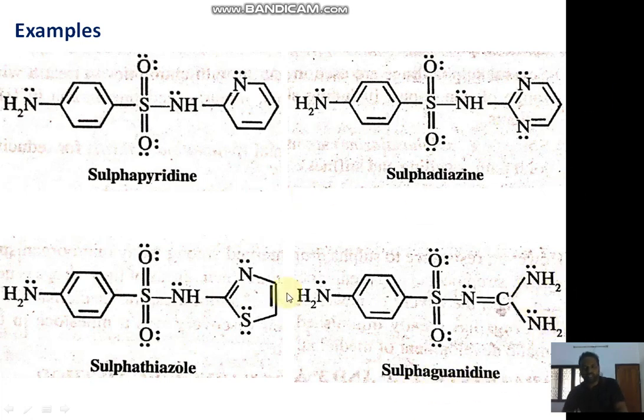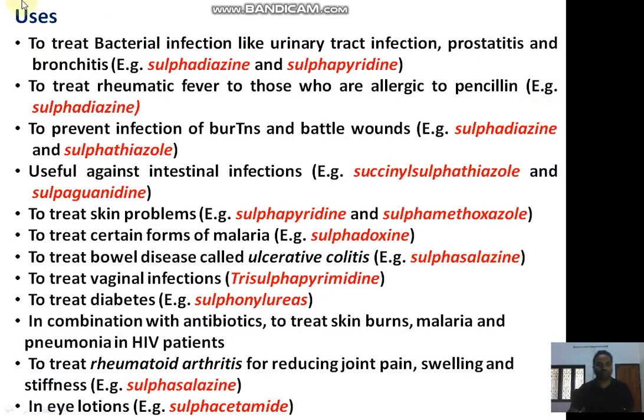So these are the different sulfur drugs which have various applications, and these are the important uses: to treat bacterial infection like urinary tract infection, prostatitis, and bronchitis. Another application is rheumatic fever for those who are allergic to penicillin. The example is sulfa-diazine, and another use is to prevent the infection of burns and battle wounds.